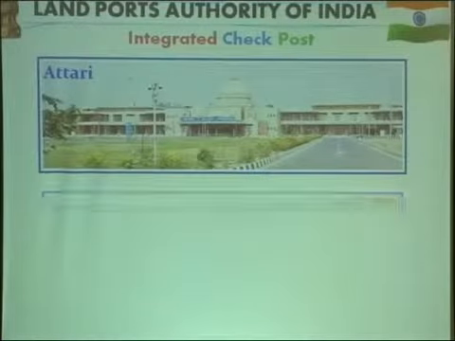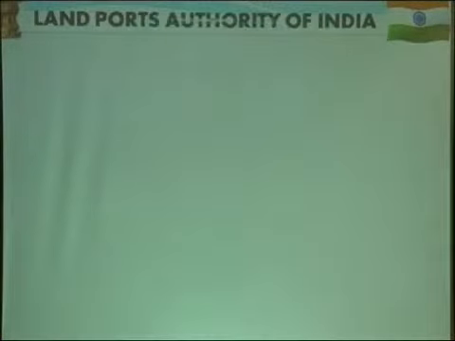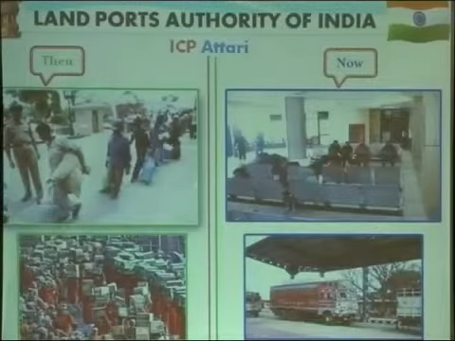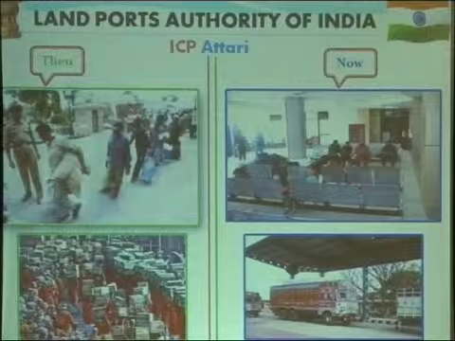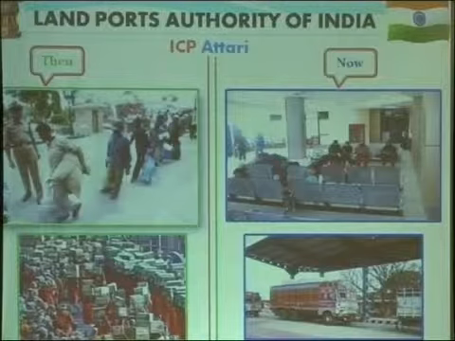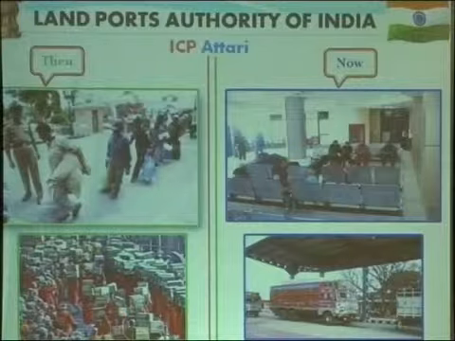What was before this? I thought first you should see this, and thereafter I'll show you what it was earlier. This is the Attari then. What you see is the passengers crossing like this with their own baggage, there's nobody to assist them, they had to cross on foot. Right now also it is on foot in a way, but we immediately put them in a bus and provide them smooth movement.